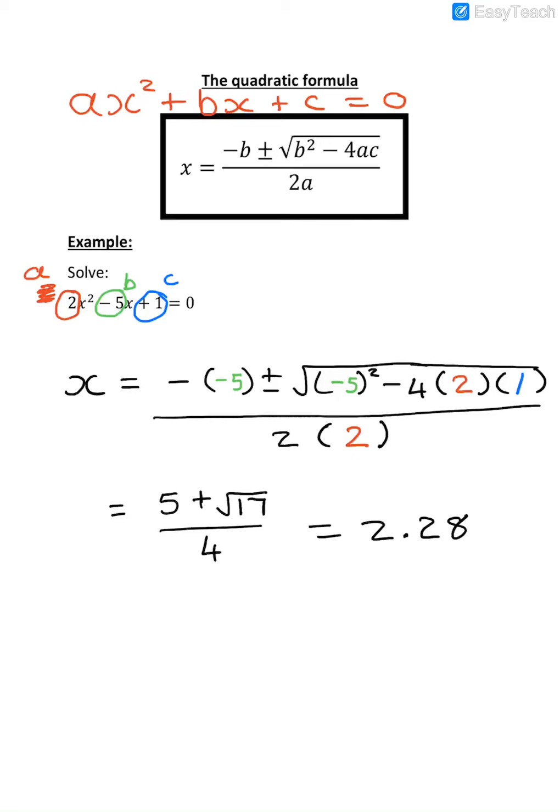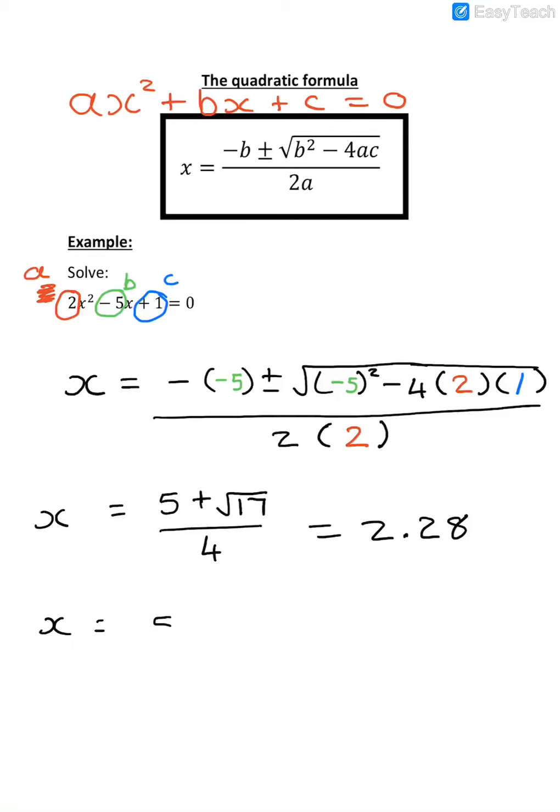Remember what this means? It means that if you draw this quadratic graph, the graph will go through 2.28 on the x-axis. But of course it wouldn't just go through 2.28, there would also be another point. And to get the other point, what we need to do is change this plus that we've had previously to a minus. You don't need to re-enter the whole equation. You can go back to your calculator and go up to the plus, press delete, and change that to a minus.